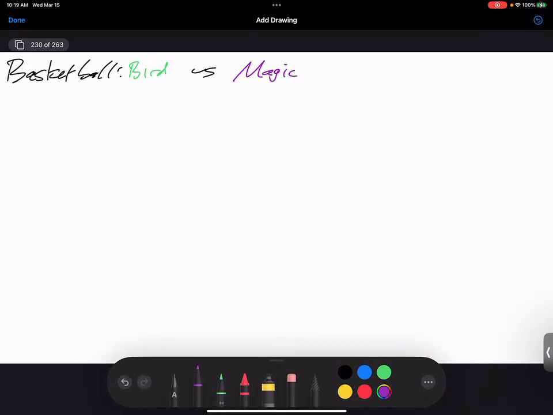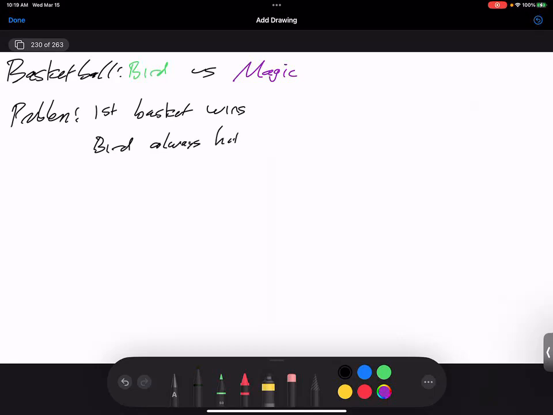I'm not going to keep doing this because it's time intense. But you know, the goal was the problem. First basket wins. Bird always hits with probability P. Magic with Q. I could do P sub B for probability bird, I could do P sub M for probability magic. I'll just use different letters P and Q. Bird shoots first because I'm biased. And we want to know what's the probability bird wins.